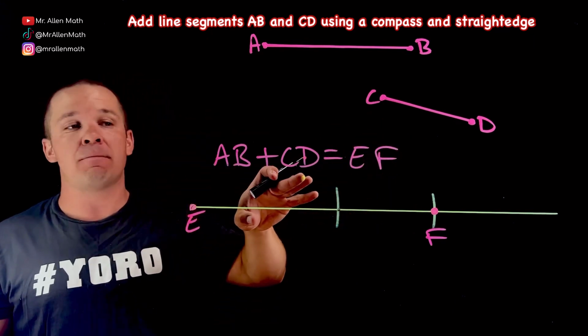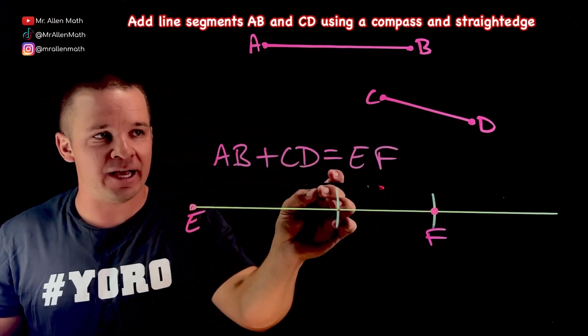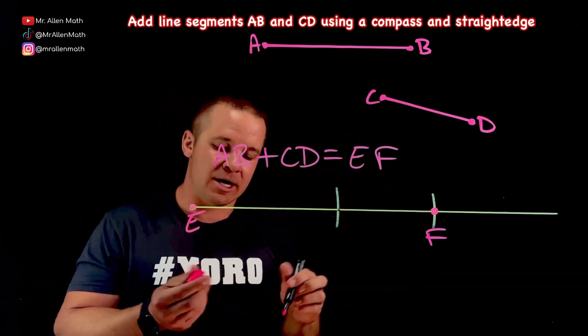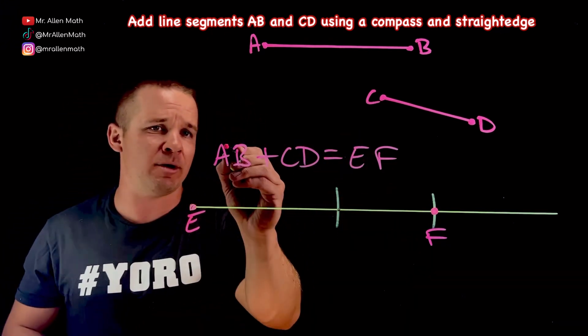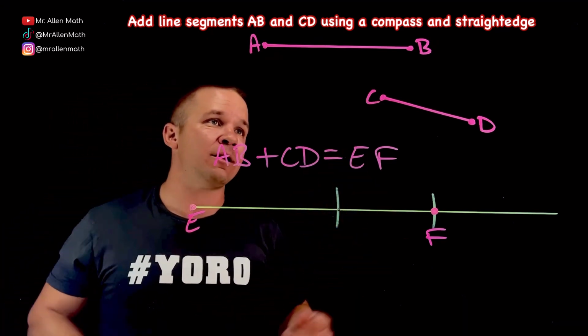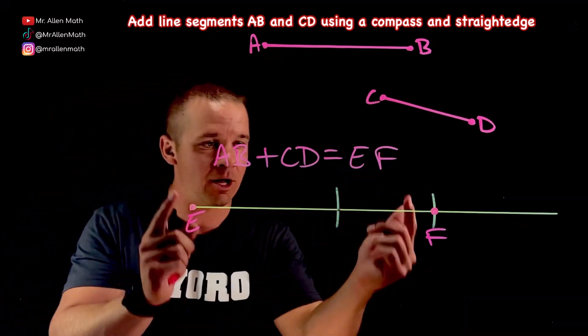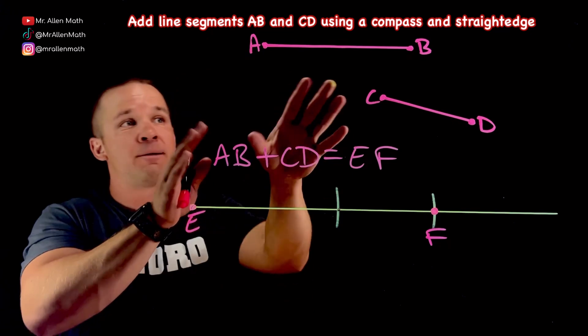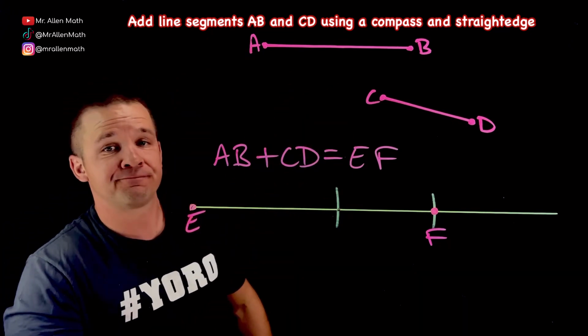So without the segment mark, it's a length plus a length equals a length. If I put the segment marks, then it would be like adding the segments together. So we could probably still do that, but I'm going to keep it like this. There we go. We added two segments together to create a longer segment that is equivalent to the sum of those two lengths. That's awesome.